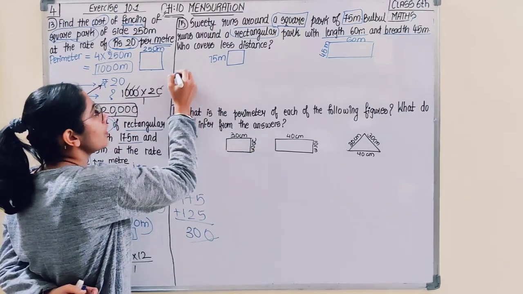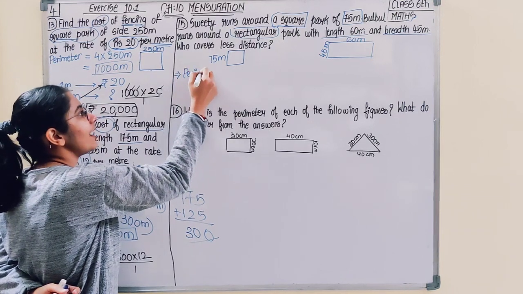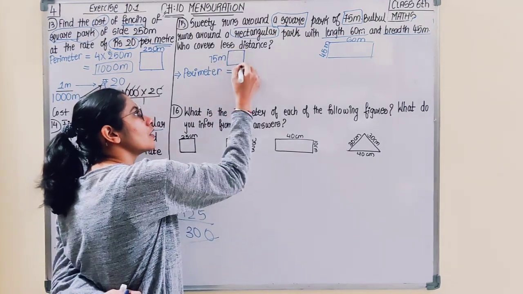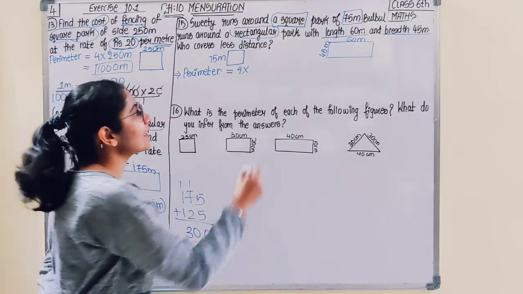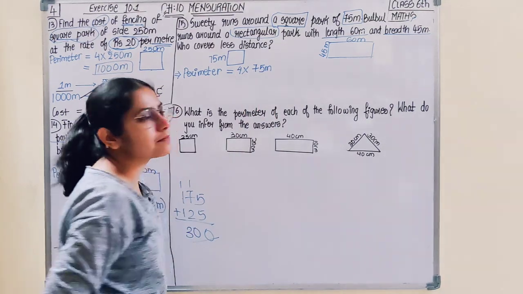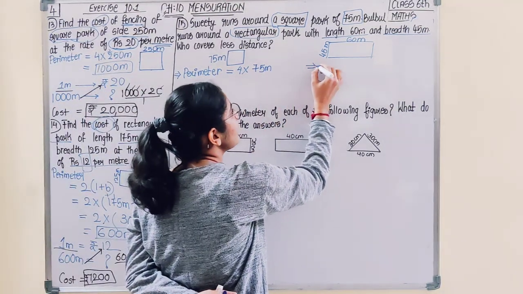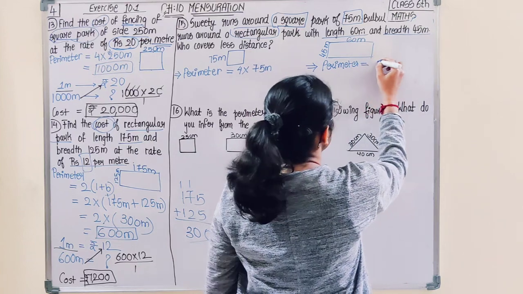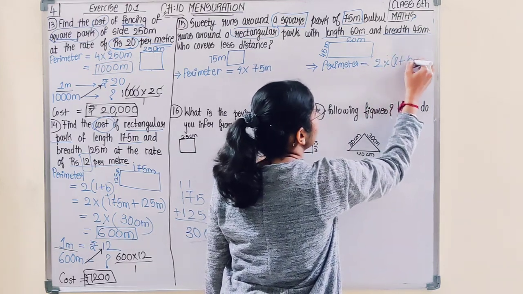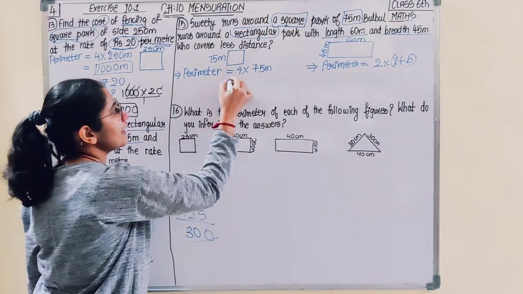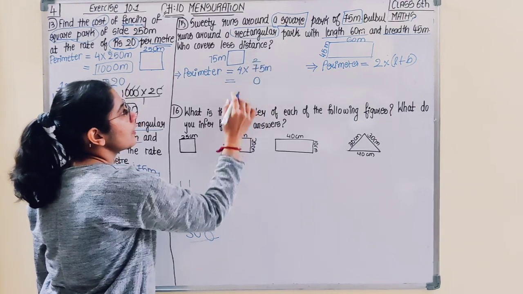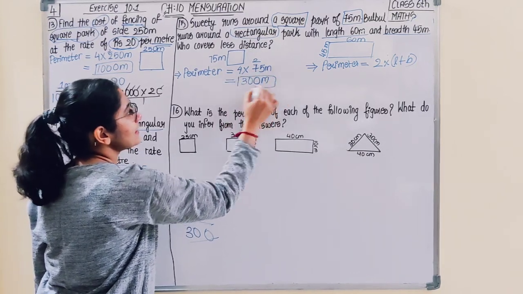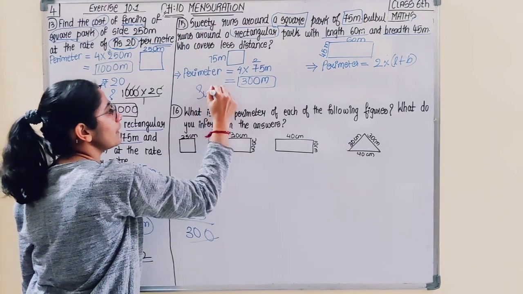Perimeter of square: since square is a regular shape, it is number of sides, 1, 2, 3, 4, into length of each side, that is 75 meter. So 4 into 75 meter. Next, we calculate the perimeter of the rectangle. By formula, perimeter of rectangle is 2 into (length plus breadth). Calculating, 75 into 4: 5 4s are 20, 4 7s are 28, plus 2, 30, so 300 meter is the total distance covered by Sweetie.